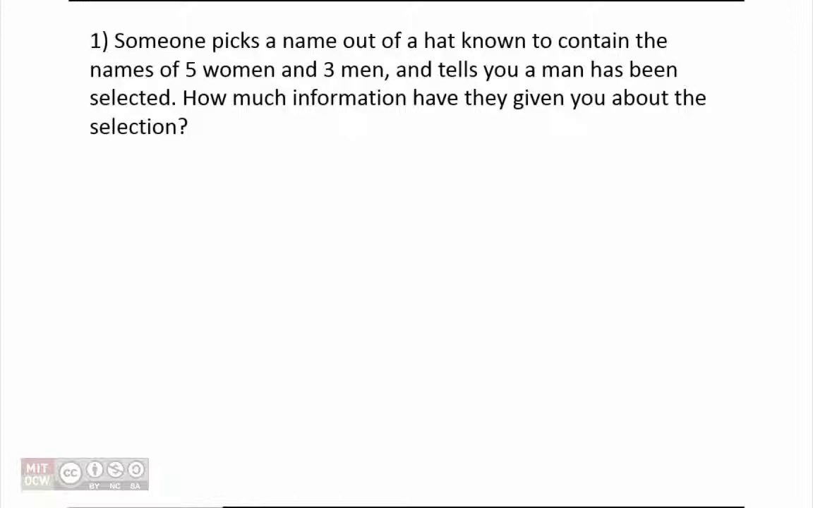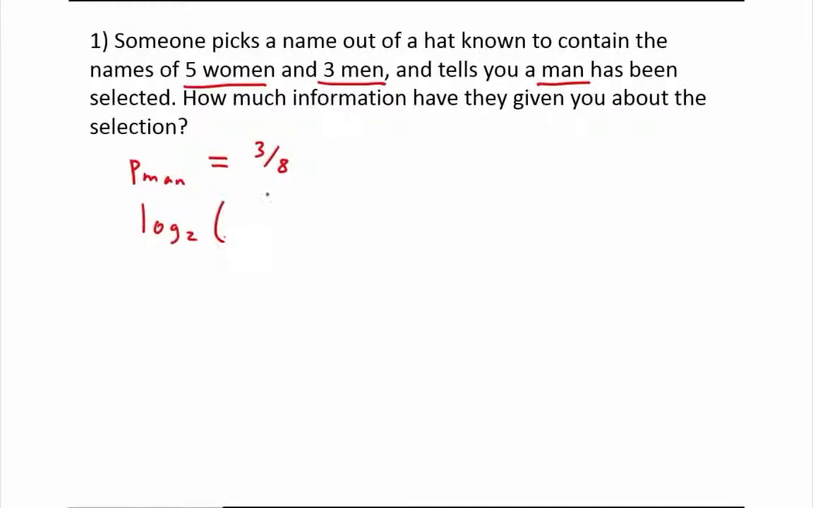Someone picks a name out of a hat known to contain the names of 5 women and 3 men, and tells you that a man has been selected. How much information have they given you about the selection? The probability of a man being selected in this problem is 3 out of 8, so the amount of information that you have been given is log base 2 of 1 over 3 out of 8. That's equivalent to log base 2 of 8 over 3.